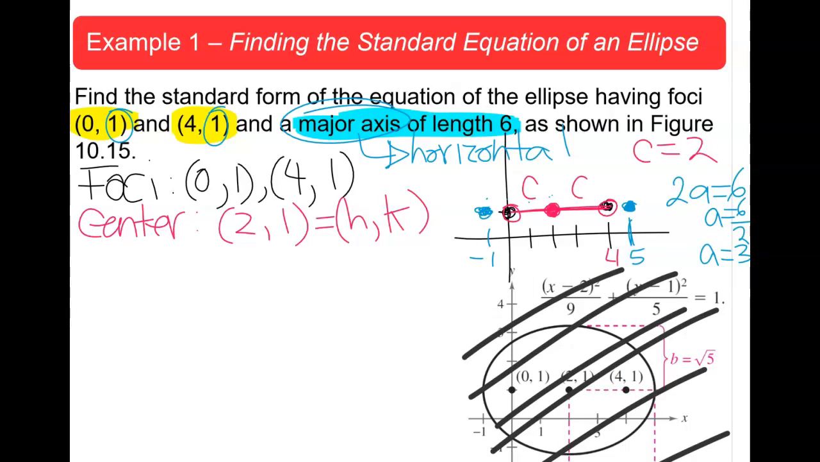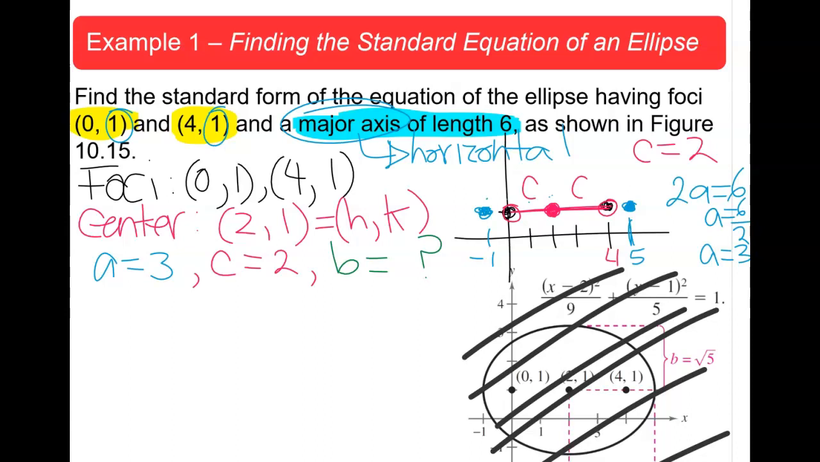And so at this point, we know a lot. We know a and we know c. Since a is equal to 3 and c is equal to 2, now we just need to find b. And why do we need b? Well, because we need to know the length of the minor axis, but also we need b for the equation.